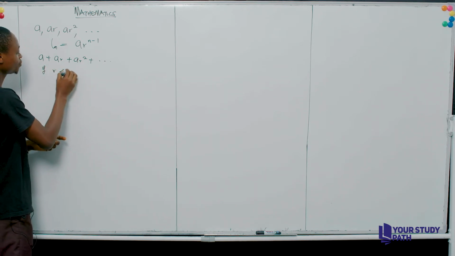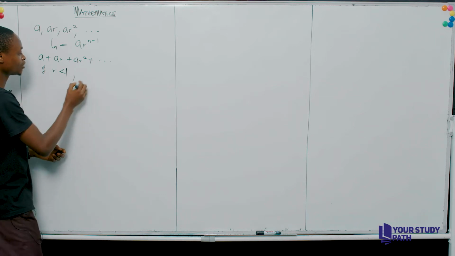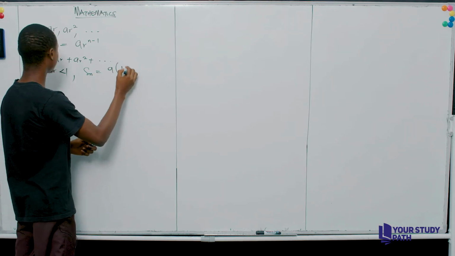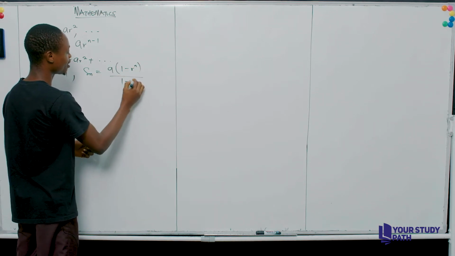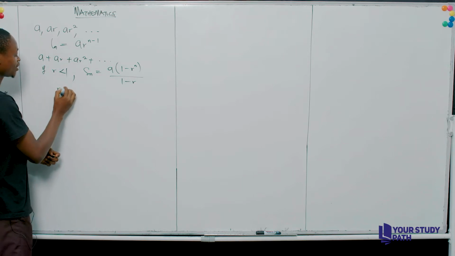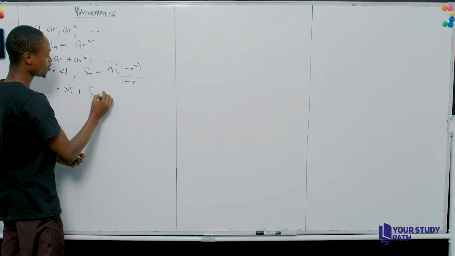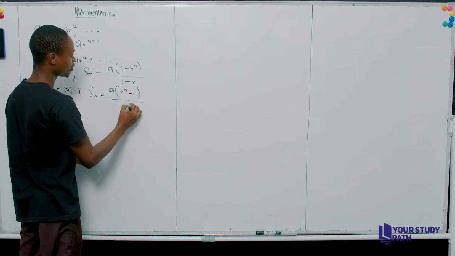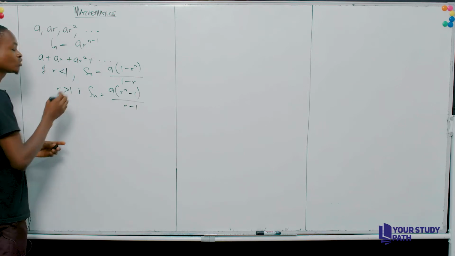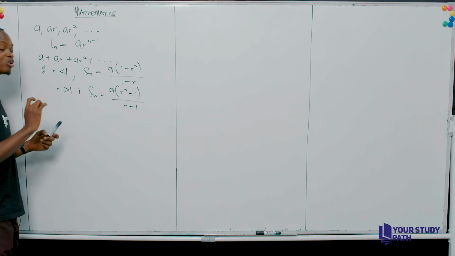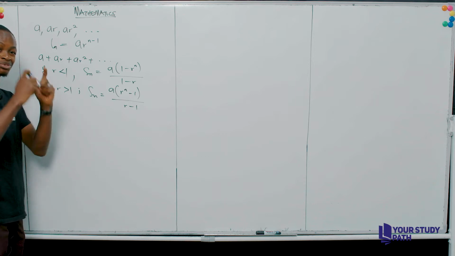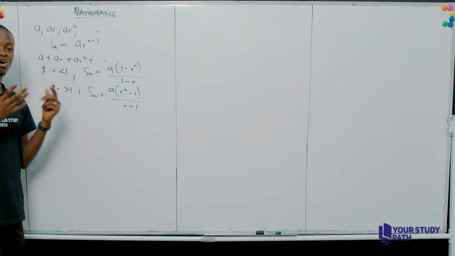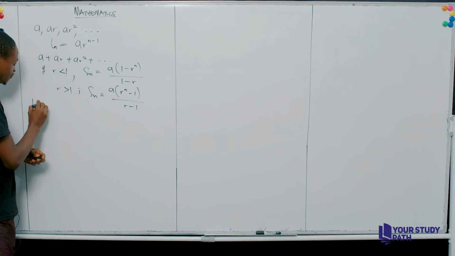If the common ratio is less than 1, then we will simply say that the sum of the first n terms is equal to a into 1 minus r raised to n divided by 1 minus r. If we have that the common ratio is greater than 1, then the sum of the first n terms will simply be a into r raised to n minus 1 divided by r minus 1. And then we took a special case of when the absolute value of the common ratio is less than 1, and we are finding the sum to infinity of the geometric series.